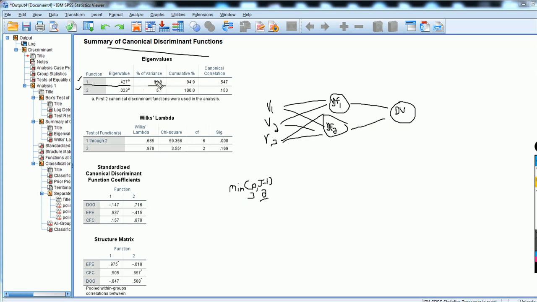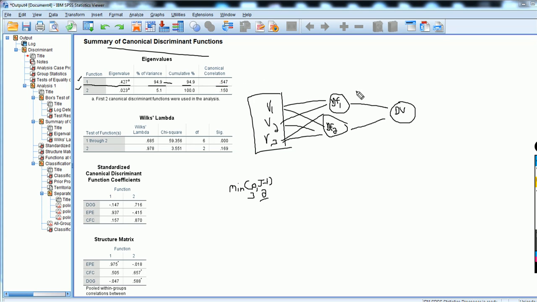Perhaps a little bit more useful from an interpretive standpoint is the percentage of variance. This is the percent of between group variation with respect to the predictor variables that's accounted for by the first discriminant function. So the first discriminant function is accounting for almost 95% of the total between group variation with respect to our predictor variables. You can see it's doing a lot of work. Then we have the cumulative percentage, which in the first line is just going to equal the percentage.